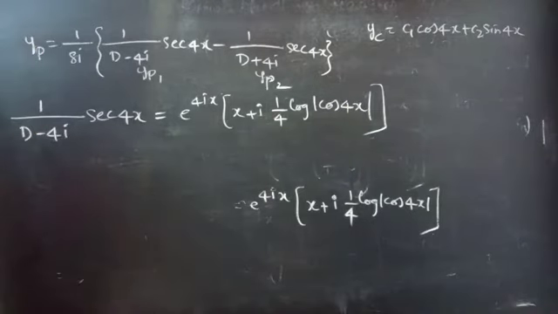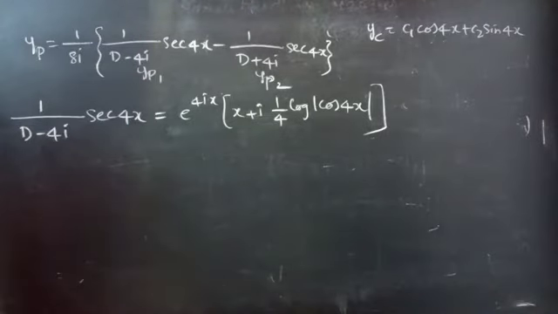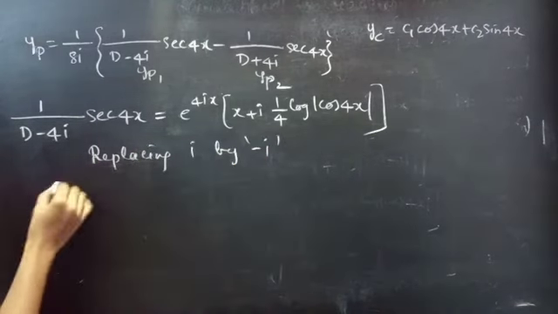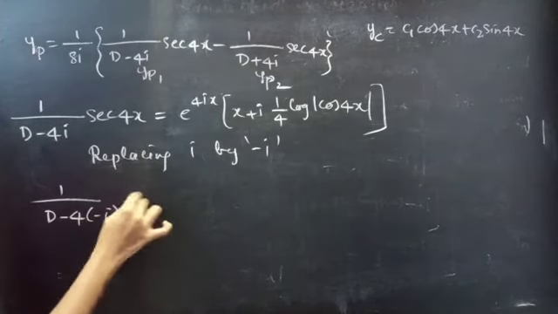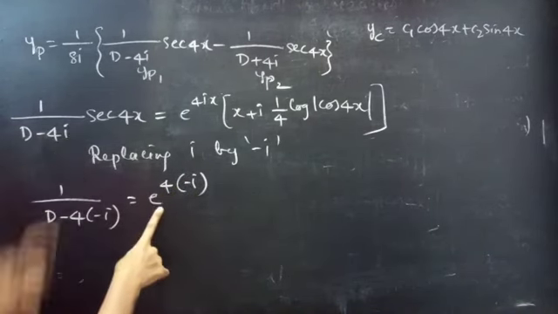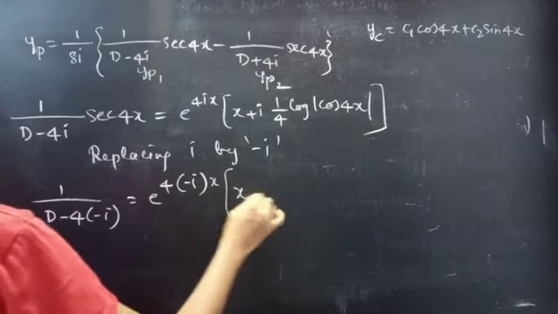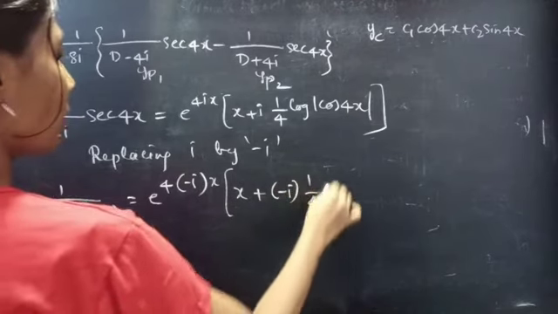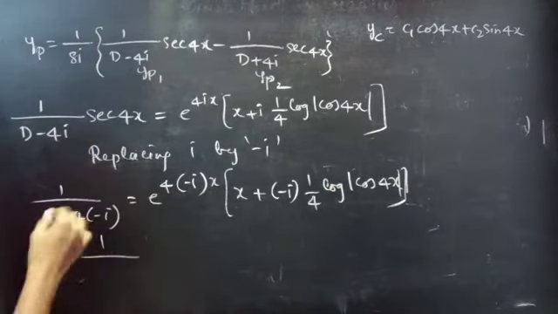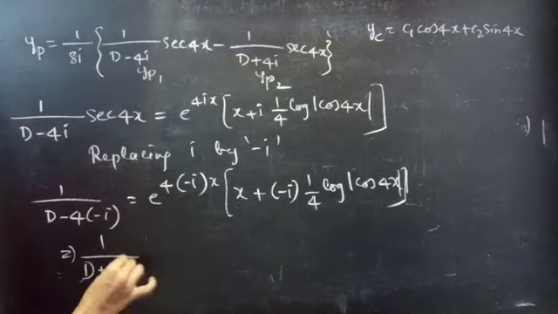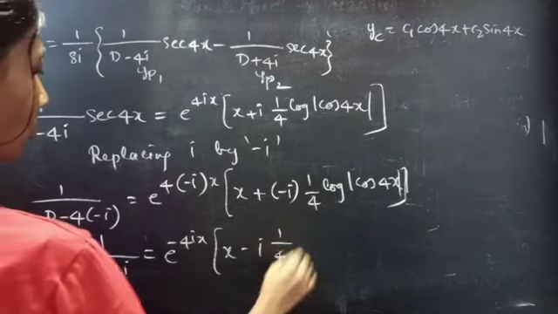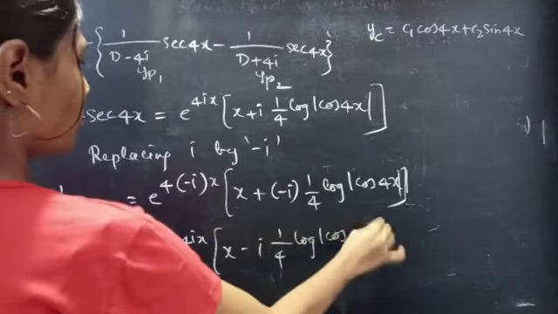So by replacing i by minus i, you'll get 1 by D minus 4 into, replace i by minus i, equals e power 4 into minus i into x plus, replace i by minus i into 1 by 4 log mod cos 4x, which equals, or this becomes, 1 by D minus into minus plus 4i equals e power minus 4ix into x plus into minus minus i into 1 by 4 log mod cos 4x.